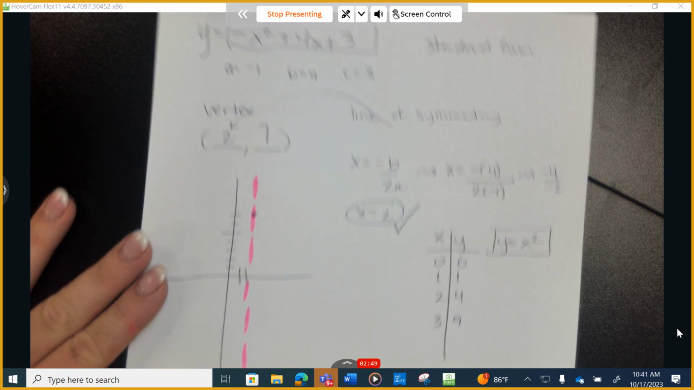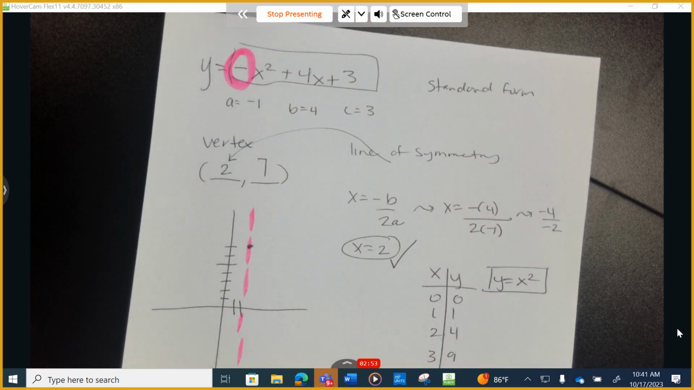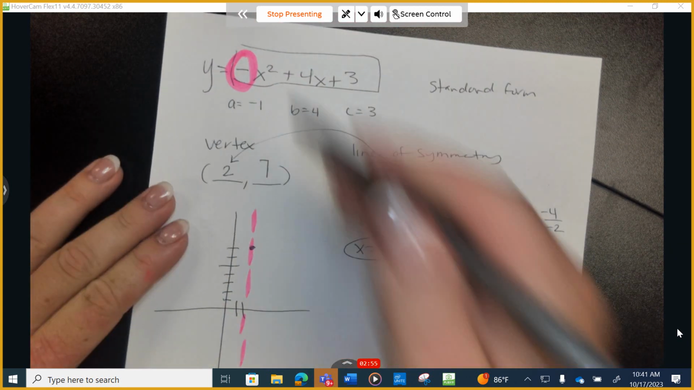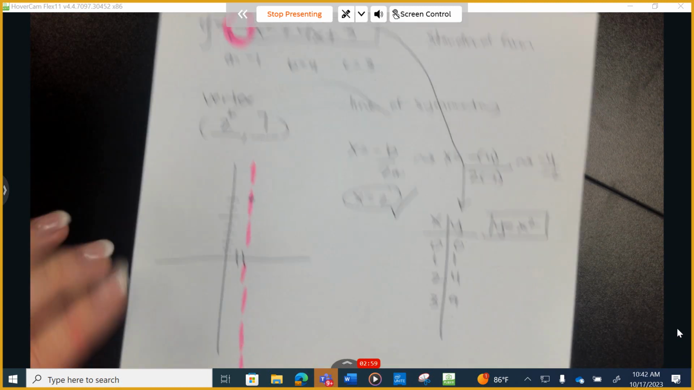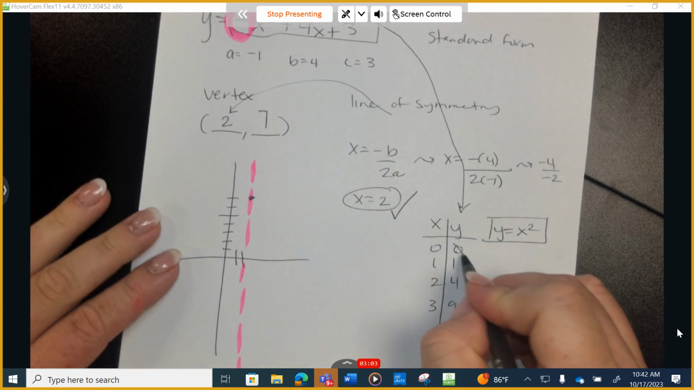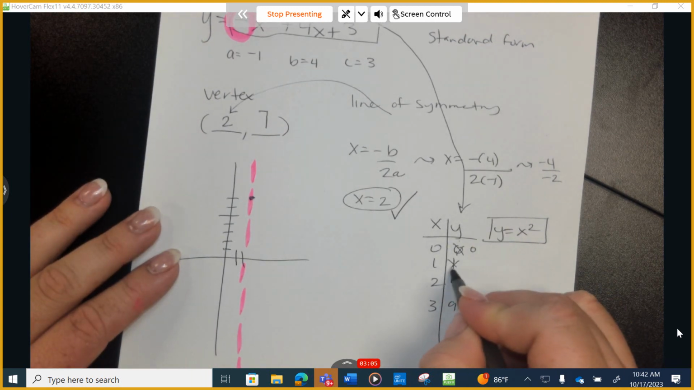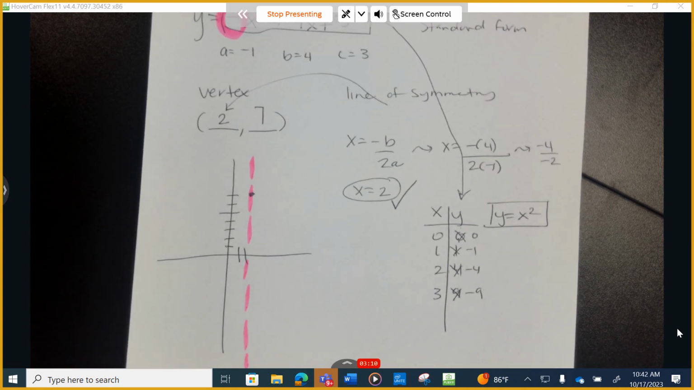Whenever the number in front is anything other than a +1, we have to adjust what the graph is going to look like. So I'm going to take this value, which is -1, and I'm going to multiply it times all the y's. 0 times the negative is still a 0. 1 times the negative is -1, -4, and -9. Those are directions. Those tell me what to do from the vertex, how to create this.